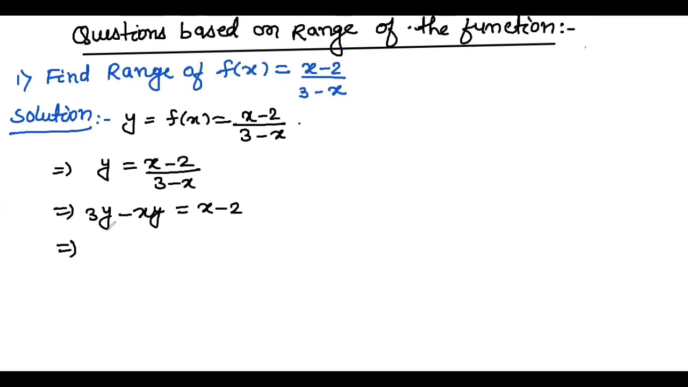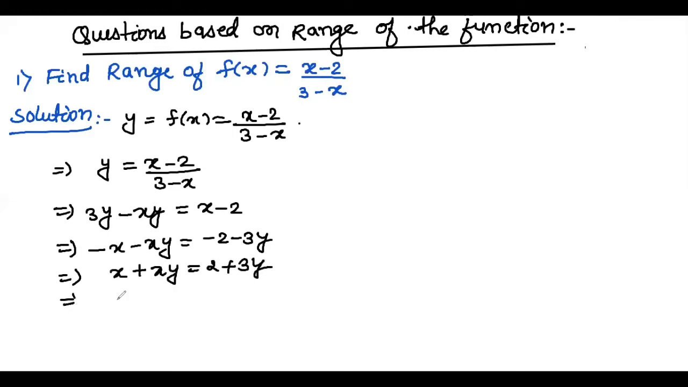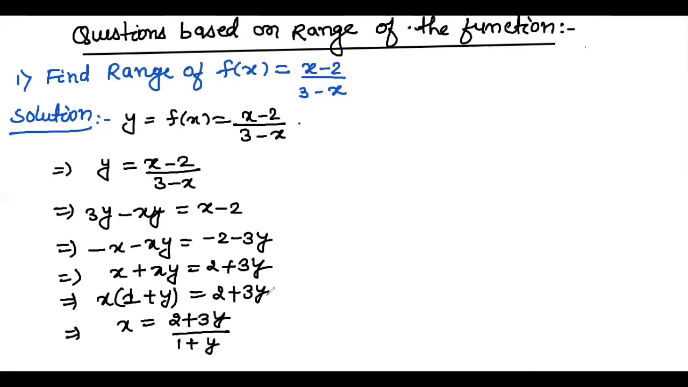Then we will take common x. So x values we will take together and y values together. I'm taking this x on the left hand side. So minus x minus xy equals minus 2 minus 3y. Reducing the minus, it is x plus xy equals 2 plus 3y. Now I'm going to take x common, x into (1 plus y) equals 2 plus 3y. So finally we are getting x equals (2 plus 3y) by (1 plus y). So here we have the value of x in terms of y.